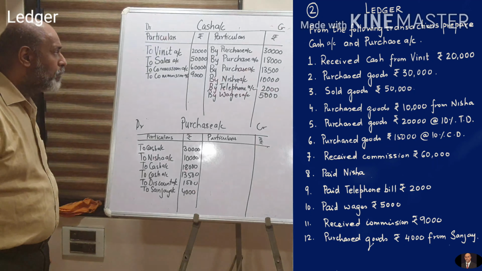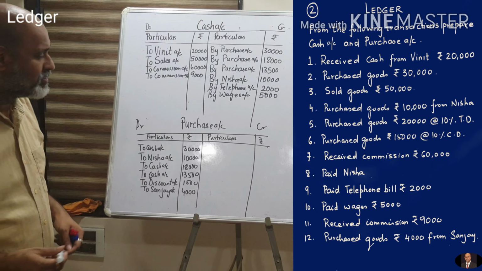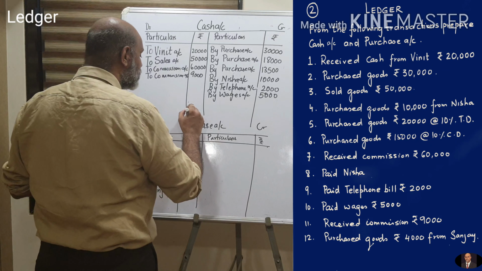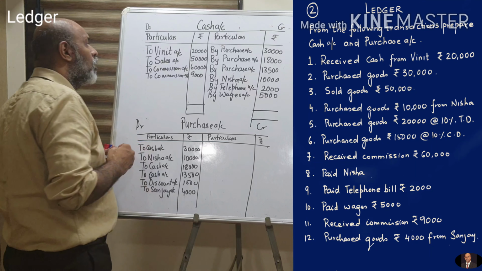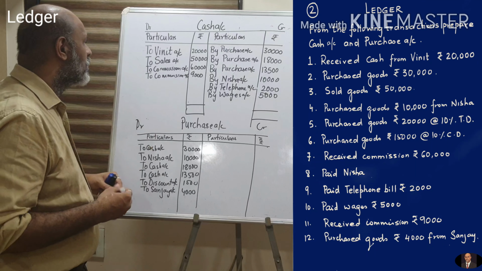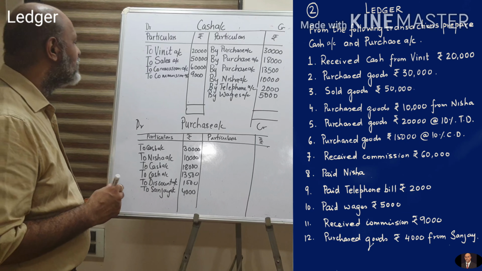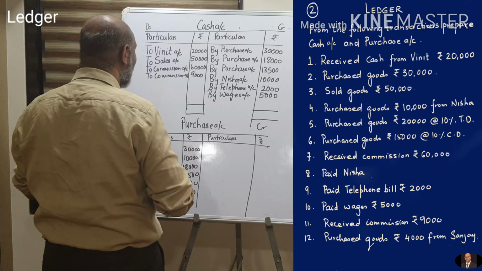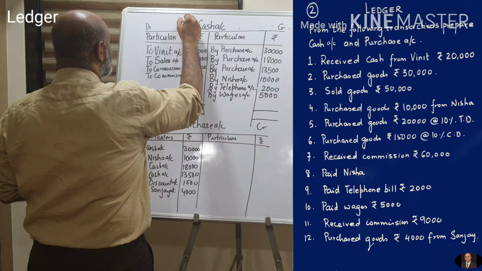Okay, so what happens here? We have made all the entries. Now comes the balancing part. Okay, again pay attention. How do you balance? First of all, total up both the sides. On the debit side of cash account you have 20, 50, 60. So that is 1,30,000. 1,30,000 plus 9,000. So it is 1,39,000. Okay, so I write here 1,39,000.